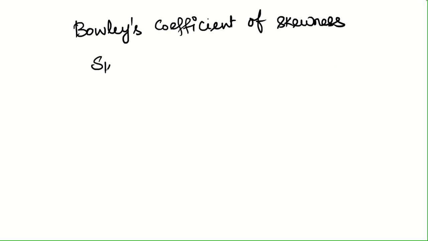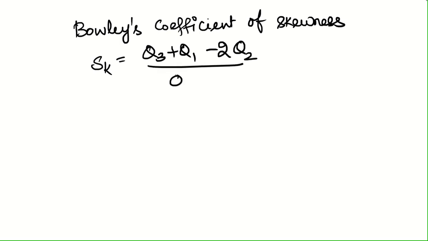The Bowley's coefficient of skewness is given by Sk is equal to Q3 plus Q1 minus 2 times Q2, divided by Q3 minus Q1. Let us go for calculating this for a given problem.